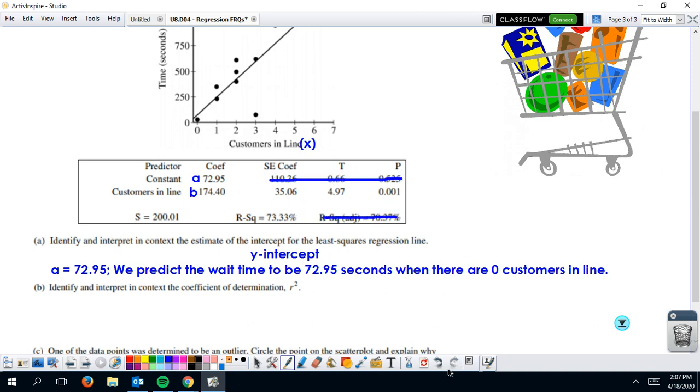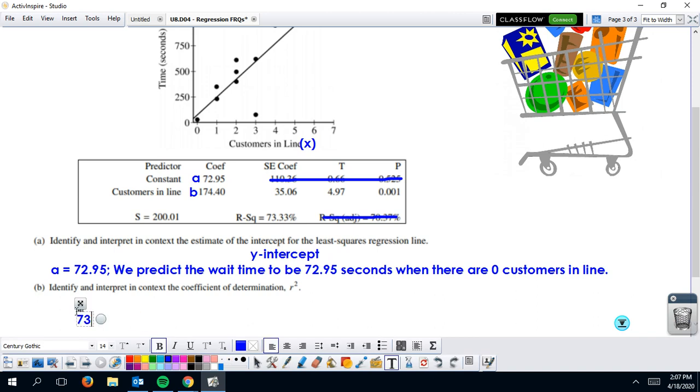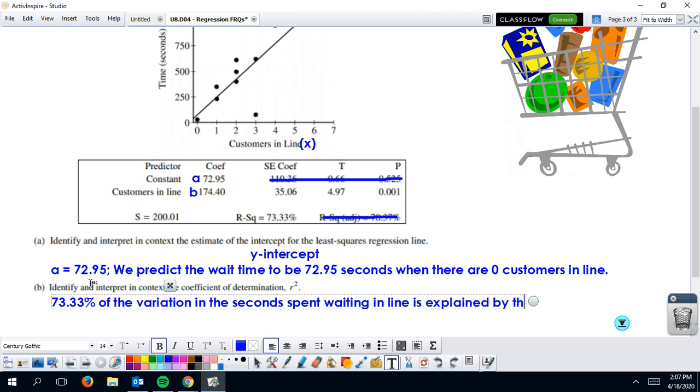And so it's 73.33%. So we're going to say 73% of the variation in the Y values, so I'm going to say seconds spent waiting in line, is explained by the linear relationship between seconds and number of customers in line.